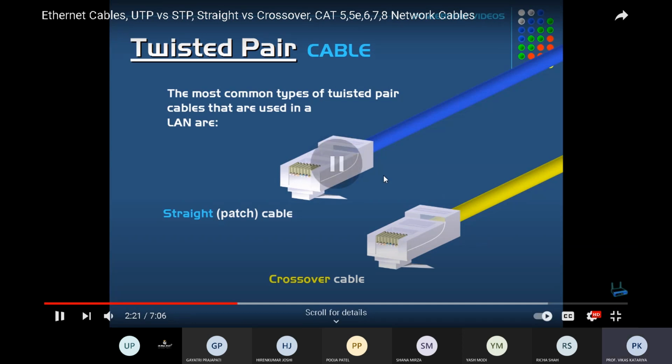So before connecting cables to an RJ45, you have to arrange which color combination we have to choose. The most common types of twisted pair cables used in a local area network are the straight cable, which is also called a patch cable, and the second one is the crossover cable. These are the two categories of cable, in which we can connect the same machine or different machines.